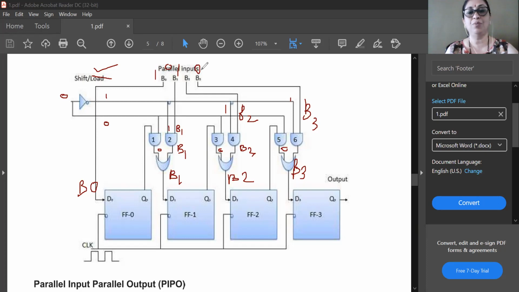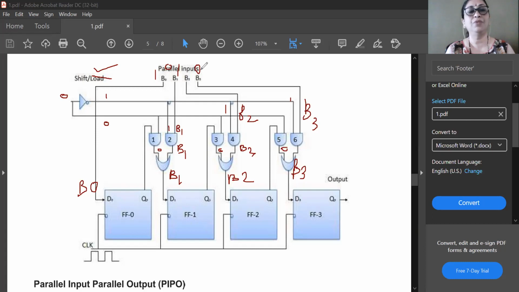So B0, B1, B2, B3 are parallelly inputted to flip-flops 0, 1, 2 and 3, and when you apply a single clock pulse, this clock pulse is simultaneously applied to all the D flip-flops, and after application of the clock pulse, this input will be available at the output. So B0 will be there at Q0, B1 will be there at Q1, B2 will be there at Q2, B3 will be there at Q3. So in this way, with the help of a single clock pulse, you can load data parallelly into the shift register. Okay, so this is the loading operation.